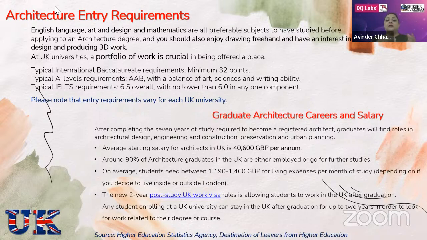When we talk about academics, a typical international IB requirement is a minimum of 32 points. Typical A-level requirements are 2 As and a B with a balance of art, science, and writing ability. That is about 75%, above 80%, like that. And the IELTS requirement is a minimum of 6.5 overall with no less than 6 in each of the components.